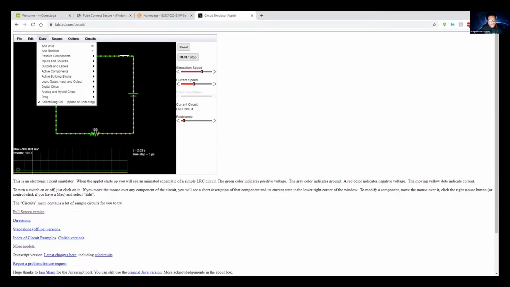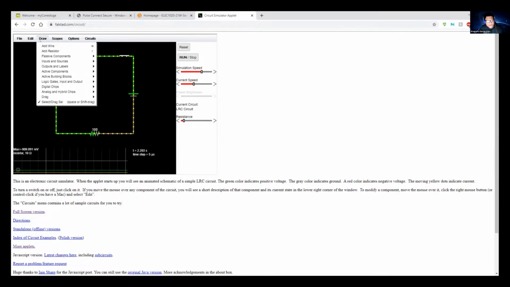That way, if you see a combination circuit that seems complicated and you are not sure how the current is flowing, this will give you a clear picture right on the screen that will tell you how the current is flowing, what amount of current you have on each individual component, and how much voltage you have as well.